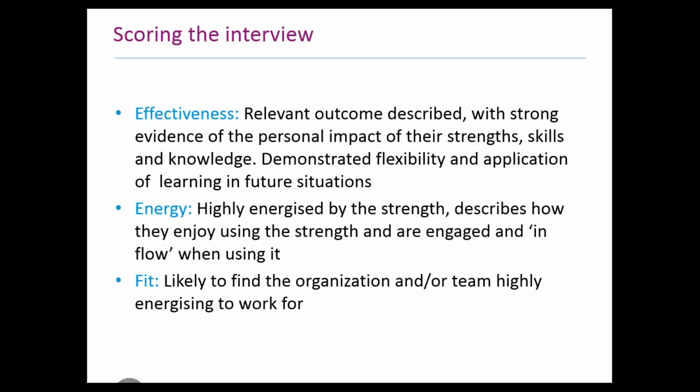We did this and it was us that, and the team went and so on. But the personal impact of their own strengths, their own skills, their own knowledge. They also need to demonstrate flexibility and application of learning in future situations to score well in that area.